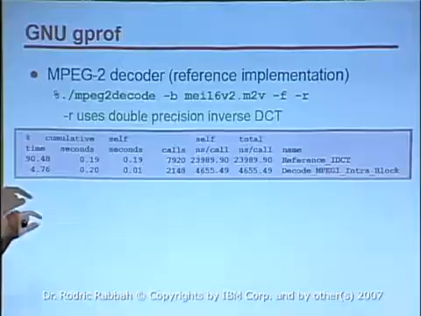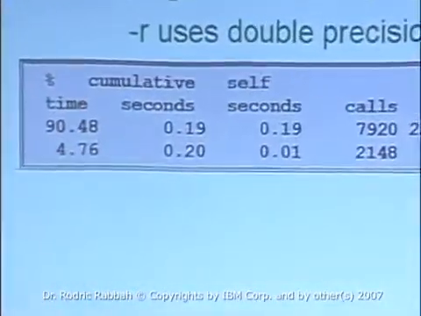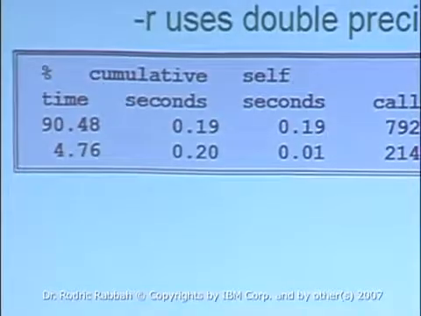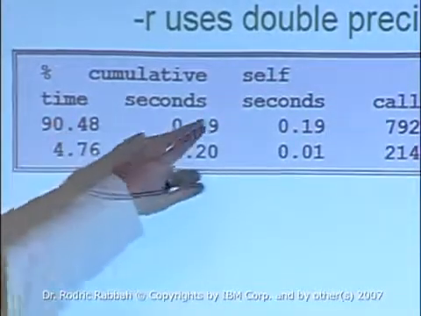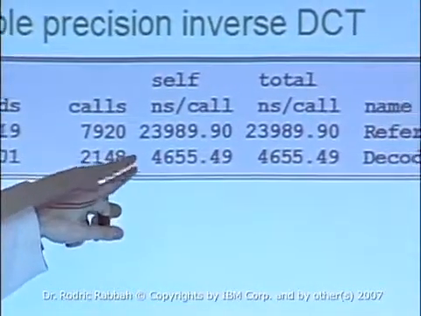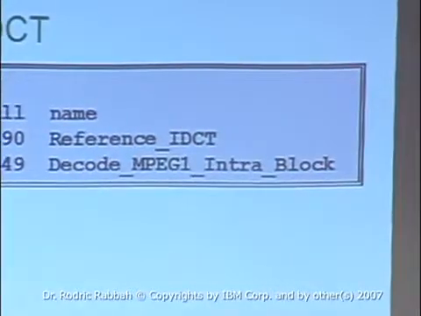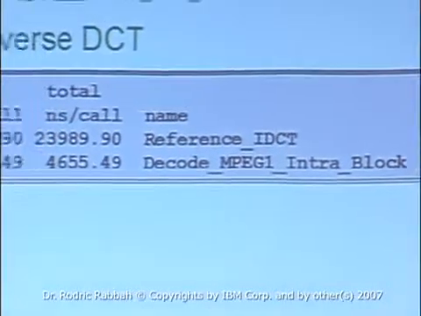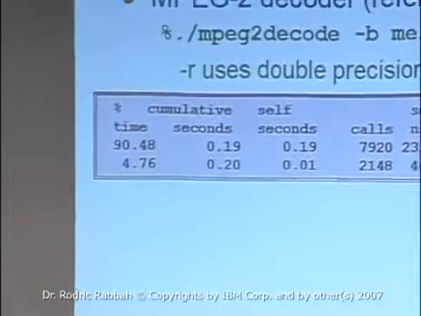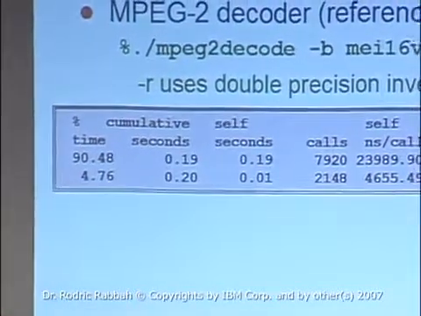So each row represents a function. Cumulative time. So this is the percent of the time. This is the actual time in seconds. How many times I actually call this function, and some other useful things. So the second function that happens to be used here is MPEG intra-block decoding, and here you're doing some spatial decomposition, restoring spatial pictures, about 5%.